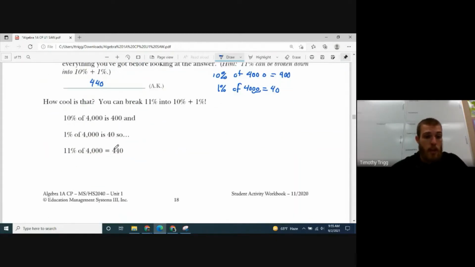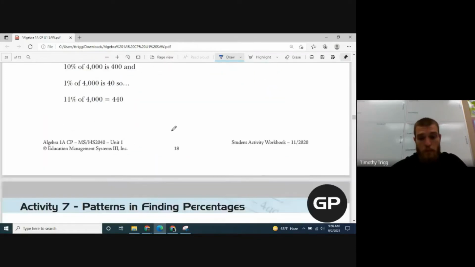Okay. And they show you that example there too. 10% of 4,000 is 400. 1% of 4,000 is 40. So 11% is the 10% plus the 1%. So that's 440.